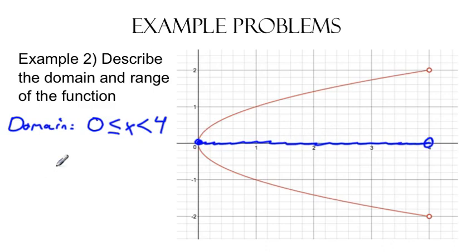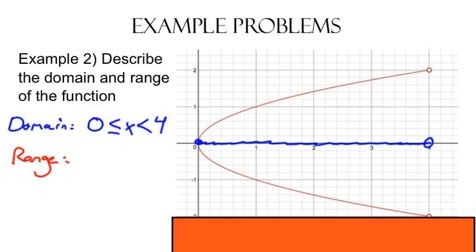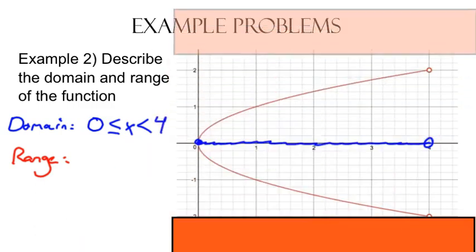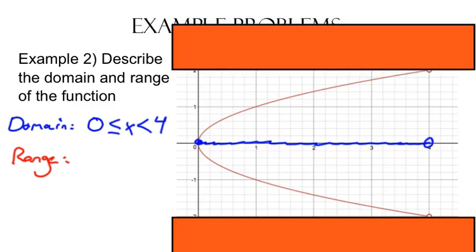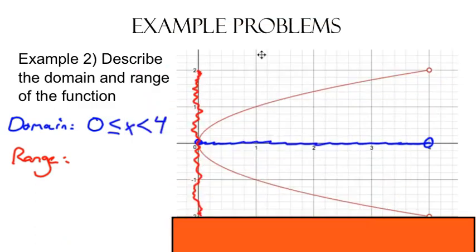Now I can do the same thing for my range. For my range, I'm going to block off everything from the bottom. So I start from the bottom and find where my function starts, or my relation, I should say in this case. And then from the top, where does it stop? Right there. And so I can see my range is everything in between 2 and -2.